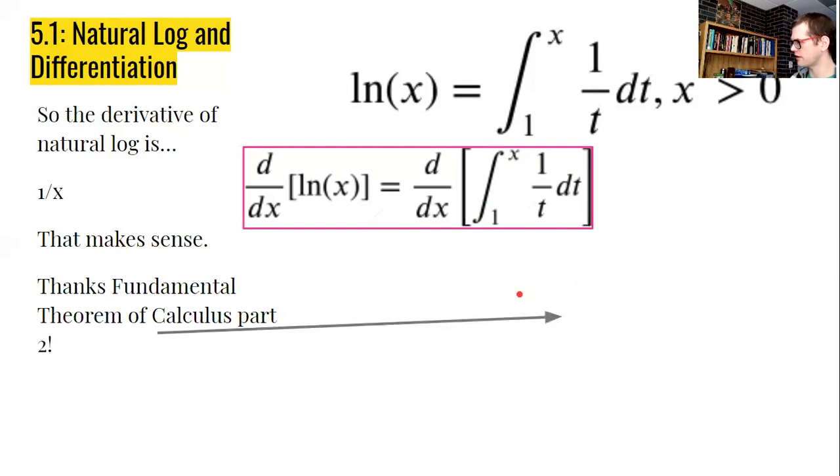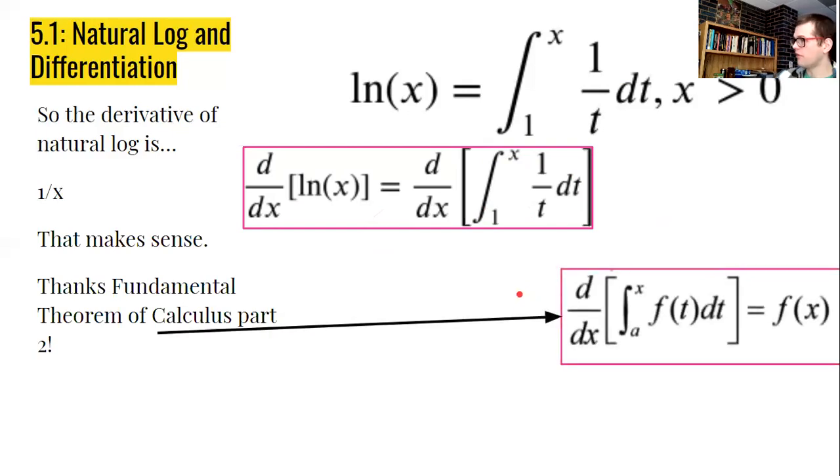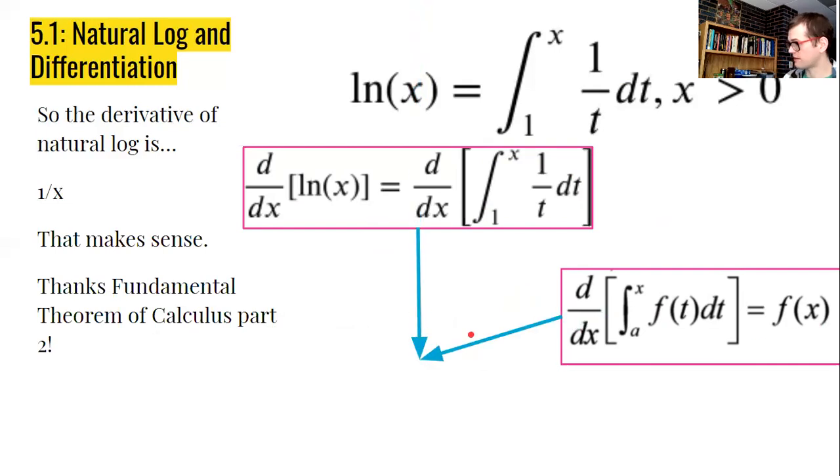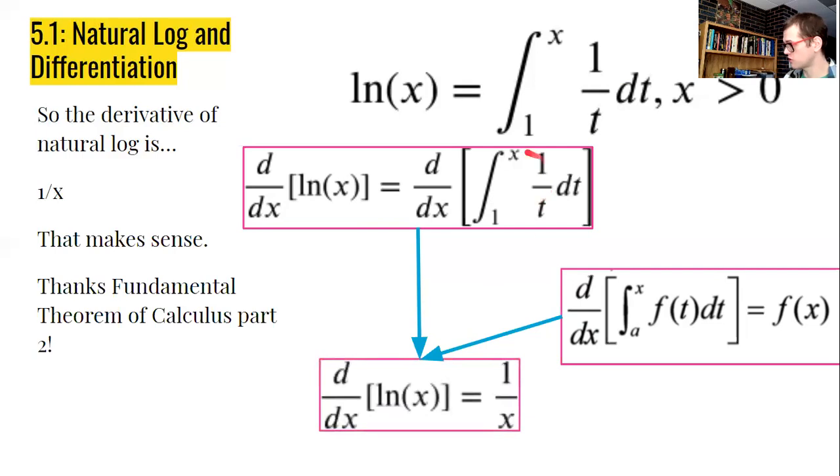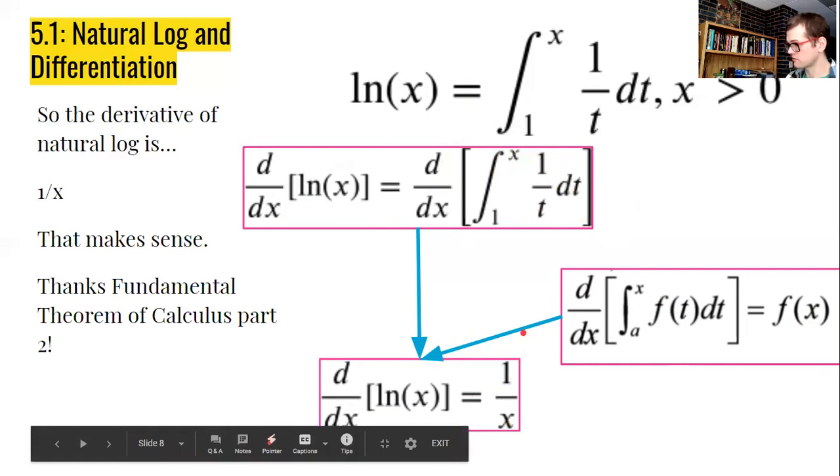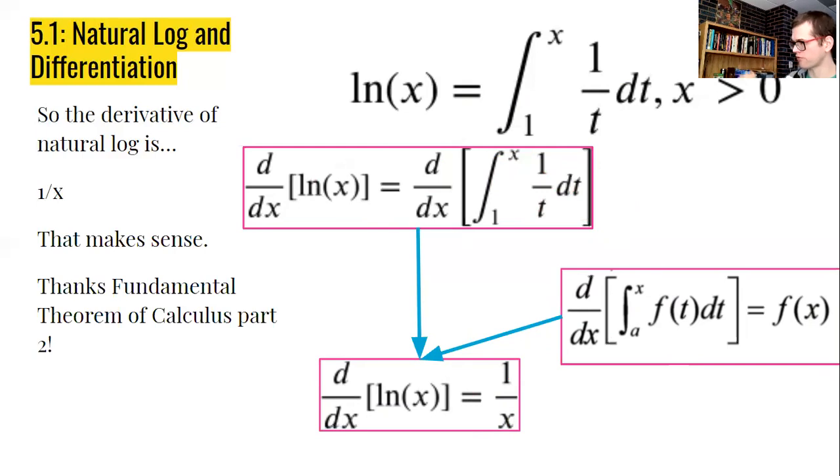This is what the second fundamental theorem of calculus says, or part 2, depending how you want to talk about it: when you take the derivative of an accumulation function, it basically changes variables. So if I combine those two ideas, the derivative of this expression, based on what we see here, should be 1 over x. And therefore, that is why the derivative of natural log is 1 over x.